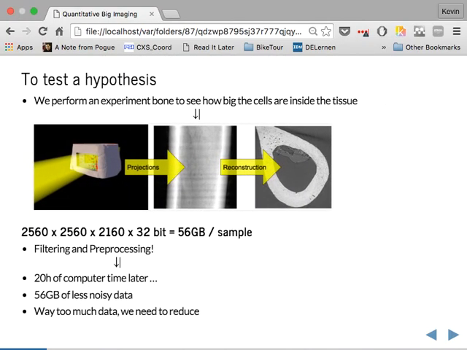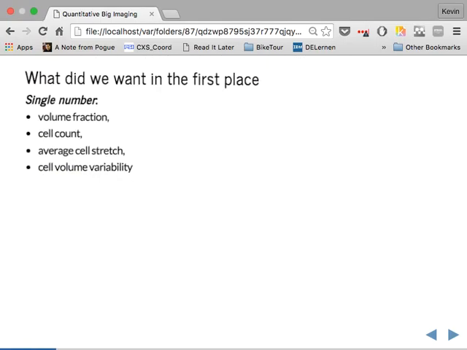To test a hypothesis, we perform an experiment to see how big the cells inside of the tissue are. We do these measurements, and we end up with 56 gigabytes of data for every sample. Last time we learned about the filtering and pre-processing. It takes a long time. You do these nice non-local k-means or other things. But you still have 56 gigabytes of data. You haven't reduced the amount of information at all. You've simply made it a little bit cleaner. So how do you go on to the next step?